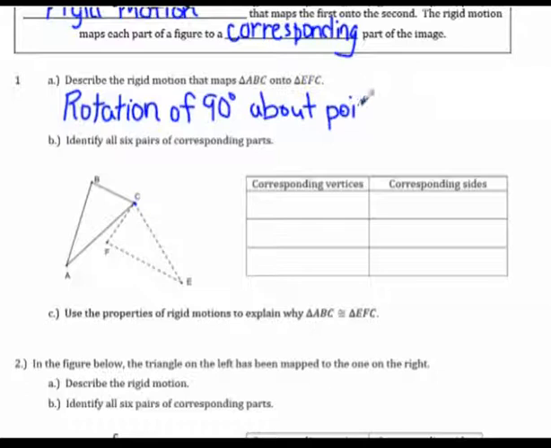Okay. So next it asks for us to identify all 6 pairs of corresponding parts, because once a rigid motion takes place, now you have 3 pairs of corresponding angles that are congruent, and 3 pairs of corresponding sides that are congruent. So let's do the angles first, meaning the vertices, the corners.